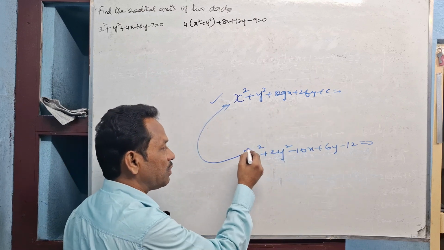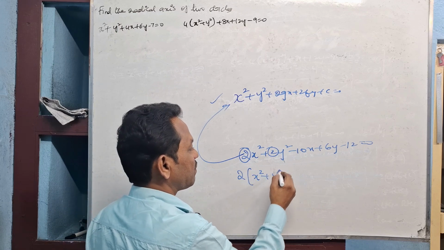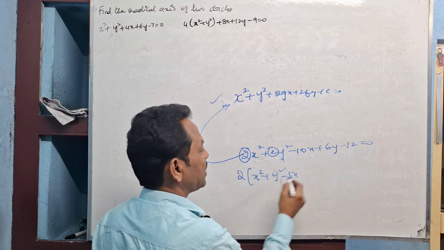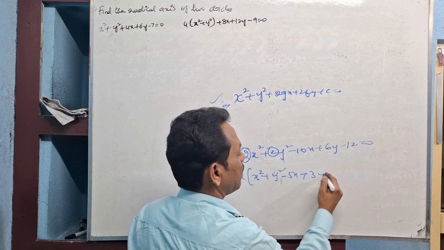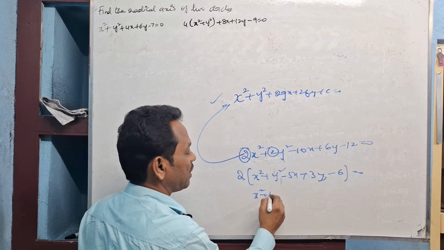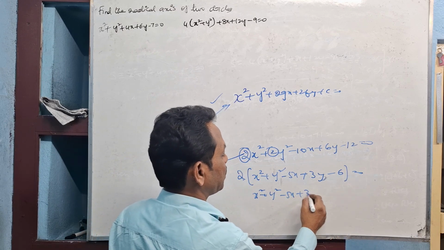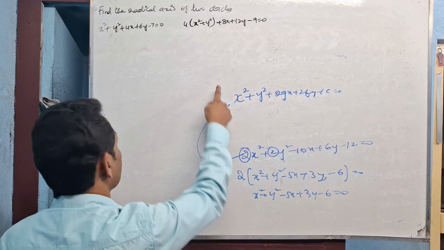So for that we have to take 2 common. I'll take 2 common, so I'll get x square plus y square. If I take 2 common, I'll get 5x here, and here I'll get 3y, minus 6 equals 0. Now 2 is shifted there. You get x square plus y square minus 5x plus 3y minus 6 equals 0. So here I'll be using this concept to solve this sum.